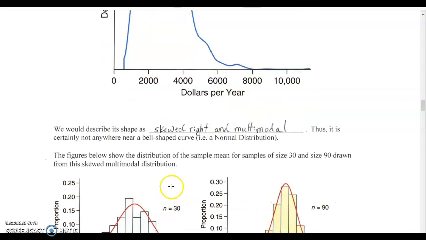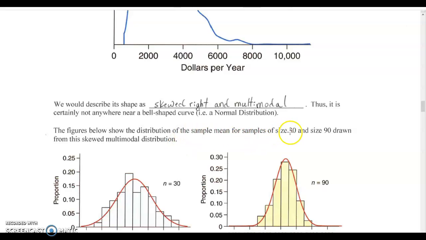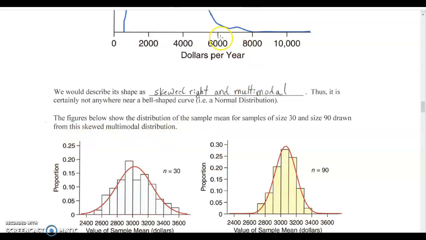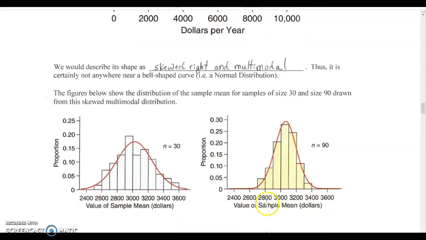Now, the figures below show the distribution of the sample mean for samples of size 30 and size 90 drawn from this skewed multimodal distribution. So that's not a normal population at all. However, notice that if I draw multiple samples of size 30 and I plot all their means, then I get an approximately normal distribution. If I increase the sample size to 90, again, I get an approximately normal distribution, and my standard error is smaller, right? The horizontal spread here is much smaller. The standard deviation of this distribution is much smaller, which is the standard error.